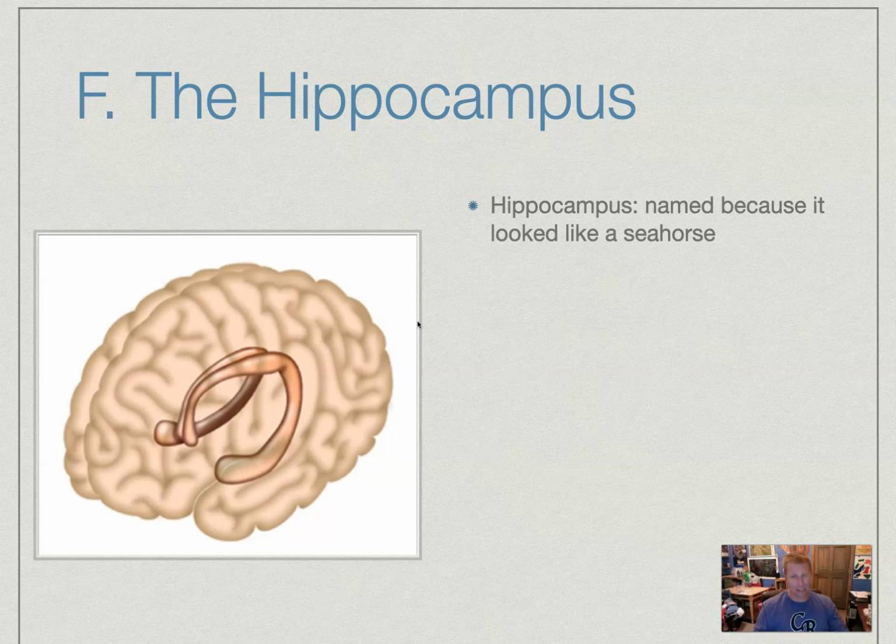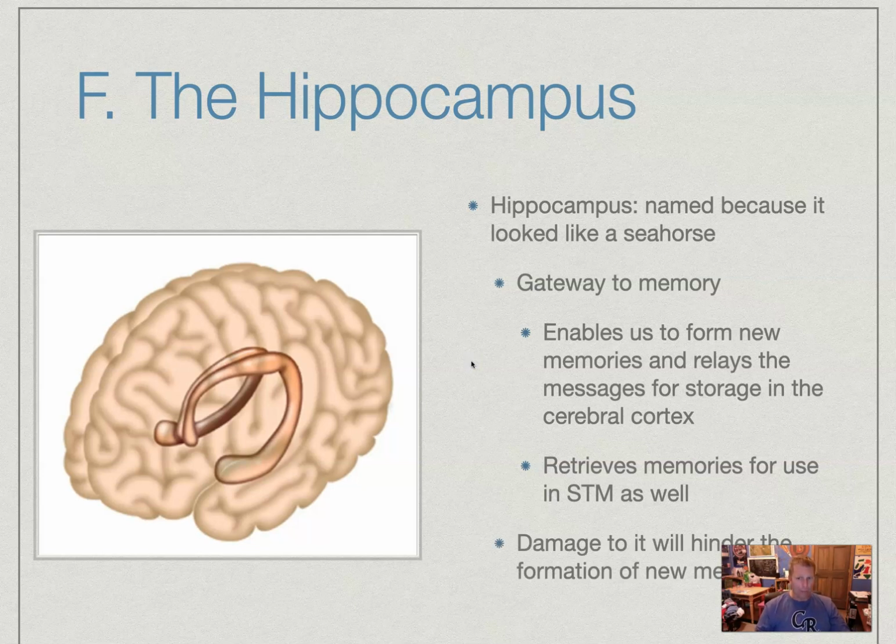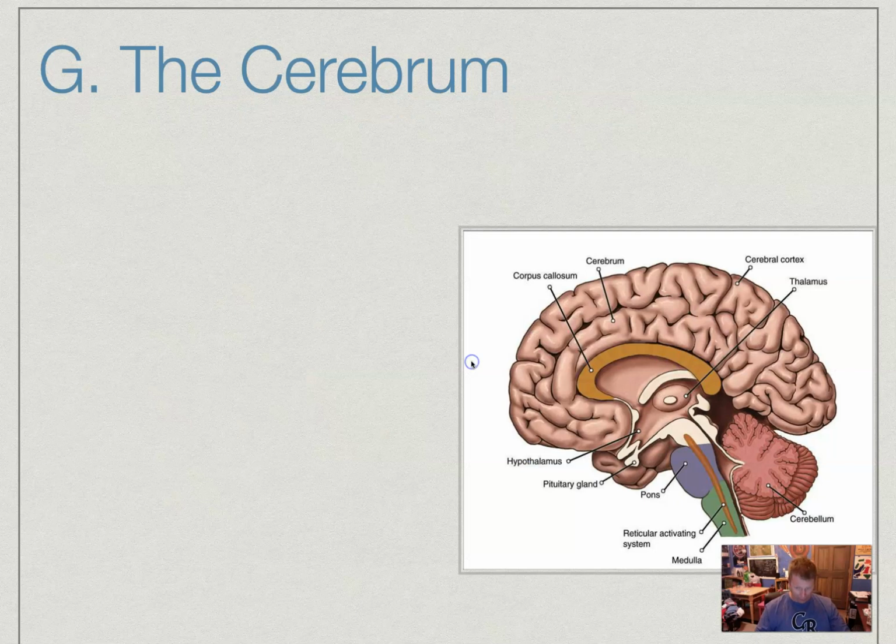It relays the message. It actually looks like a seahorse, which is why it's named that. I'm not sure if that looks like a seahorse. But it's the gateway to memory. It enables us to form new memories. It relays messages for storage in the cerebral cortex. It recalls our long-term memories in the temporal lobe, brings them to the frontal cortex for short-term memory, retrieves memories for use in short-term memory, and then restores them. Pretty cool. Damage to the hippocampus would hinder the formation of new memories.